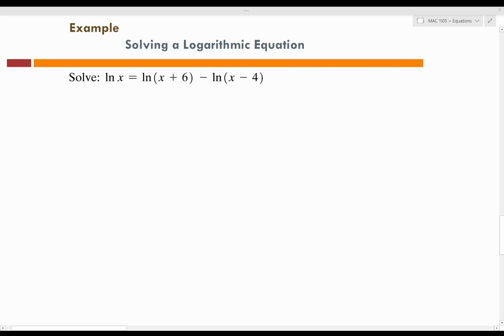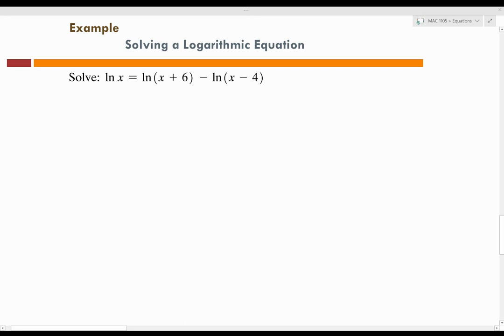All right, you guys, let's continue our discussion about solving logarithmic and exponential equations. Let's take a look at our next example. So it says solve the natural log of x equals the natural log of x plus 6 minus the natural log of x minus 4.